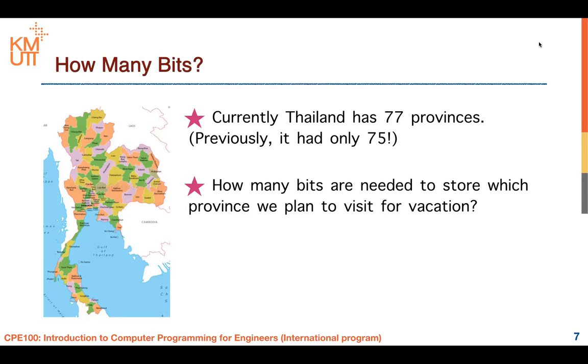Suppose we want to upload or download data. Normally the data now is very big. So if you want to make your transaction faster, maybe you have to reduce the structure or the data that you are going to transmit in the network. So you have to reduce the bit size for transmission.